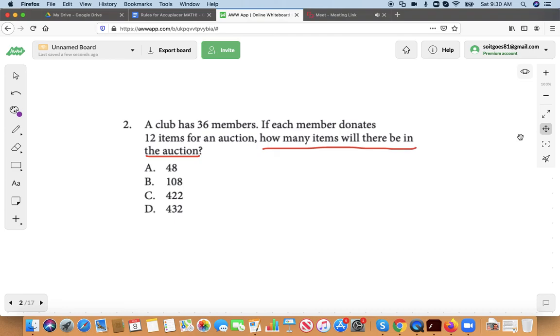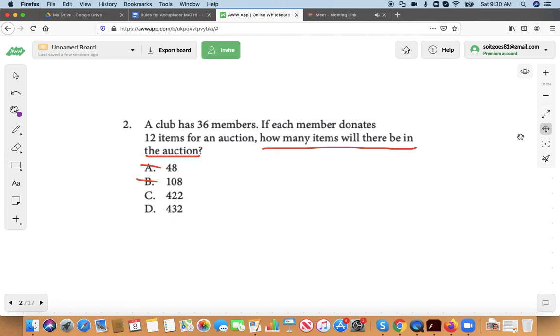I would eliminate A and B. A and B, absolutely. We know it's 36 members, and each person is donating 12. There's no way it's going to be 48. Even 108 is small. We're talking a lot of items. Now that you understand, I think you probably know the operation. I'll just multiply them. Even if this is as far as you get, you're just guessing it's going to be C or D, and I'll take that.